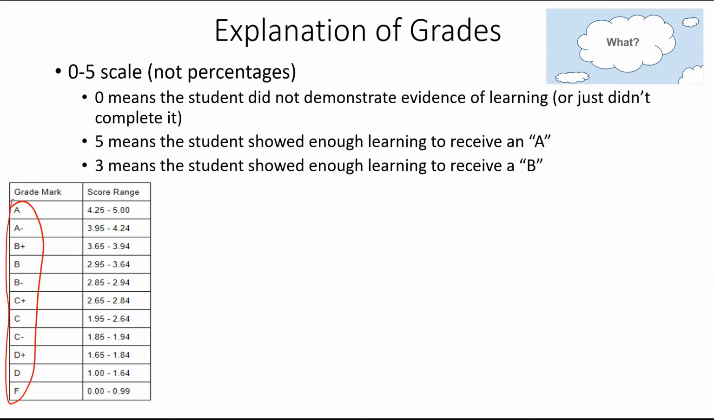Now, I'm going to delve into that 3 just a little bit more to explain it. If you see that your son or daughter has received a score of a 3 on a paper, that is not to be looked at as a 3 out of 5 possible, which would essentially be a 60%. We are not working under the percentage model.